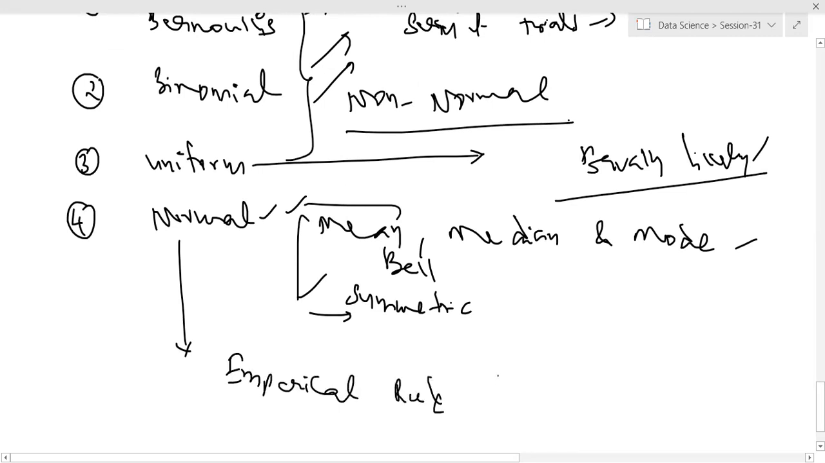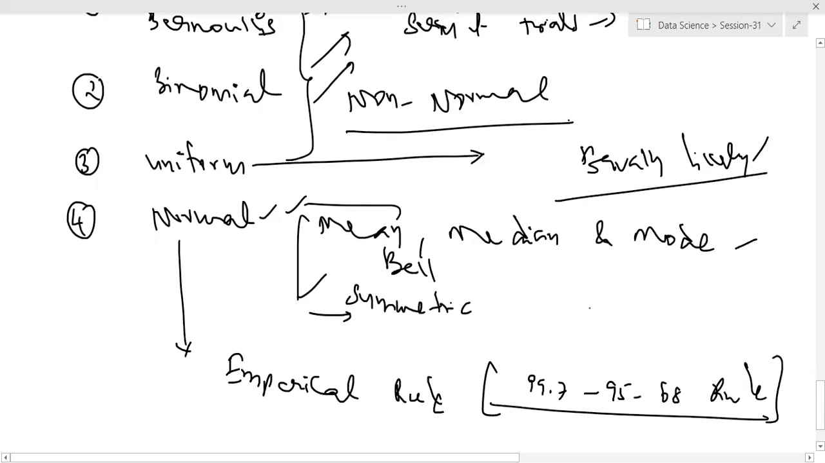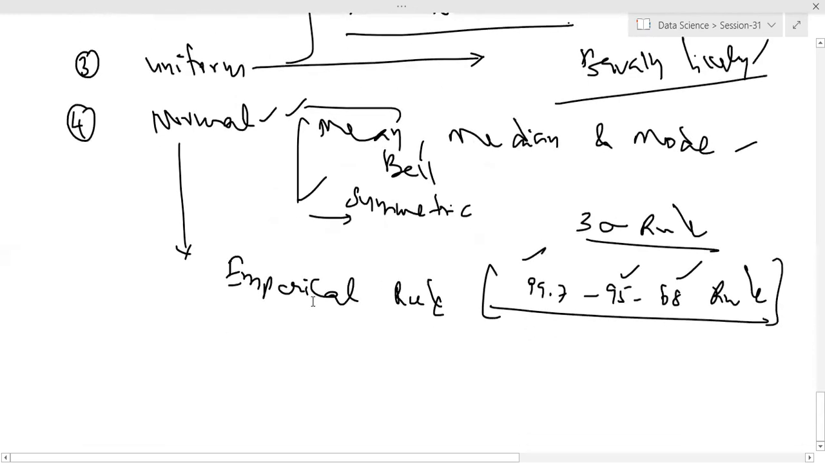The numbers are also important, friends. Which are the numbers? 99.7, 95, 68 rule. The 3 sigma rule, or this particular 99.7, 95, and 68 percentage, like that, they have derived all these kinds of aspects.